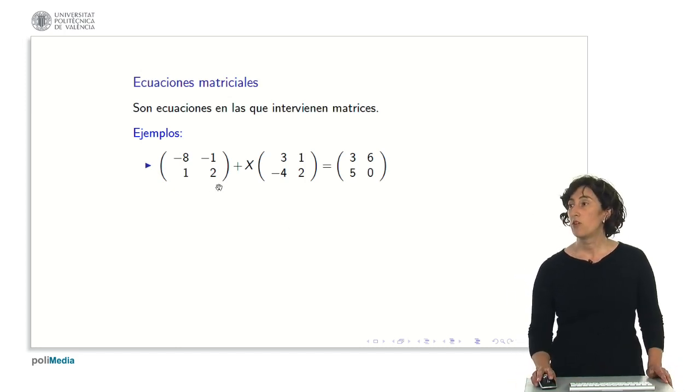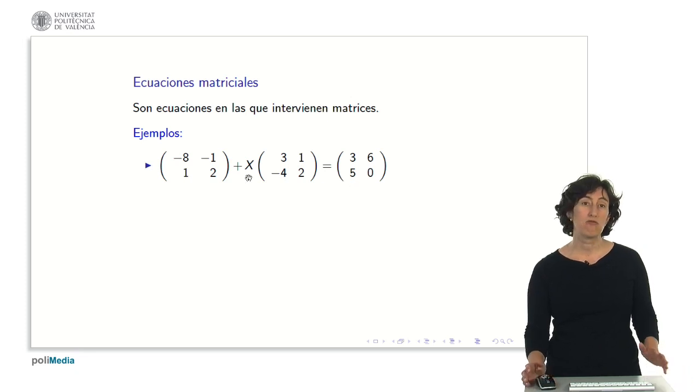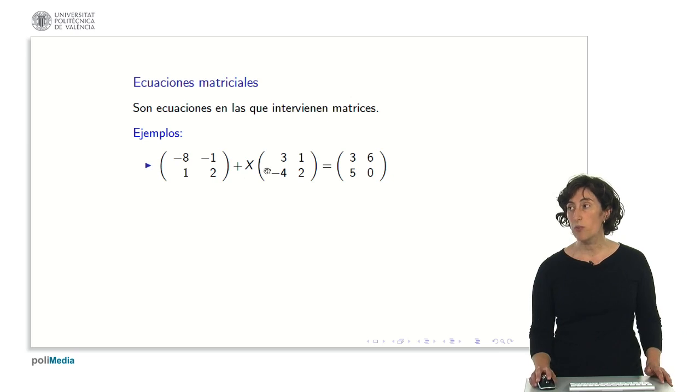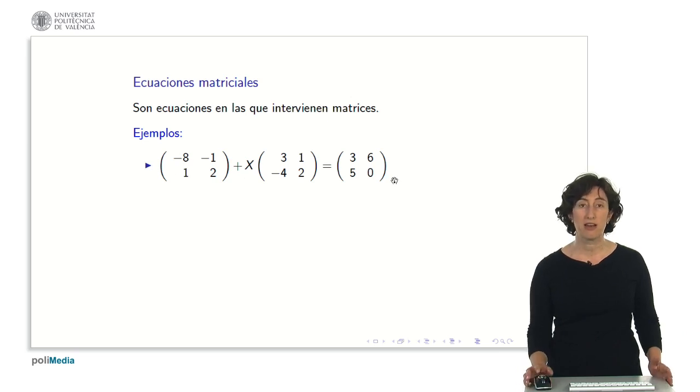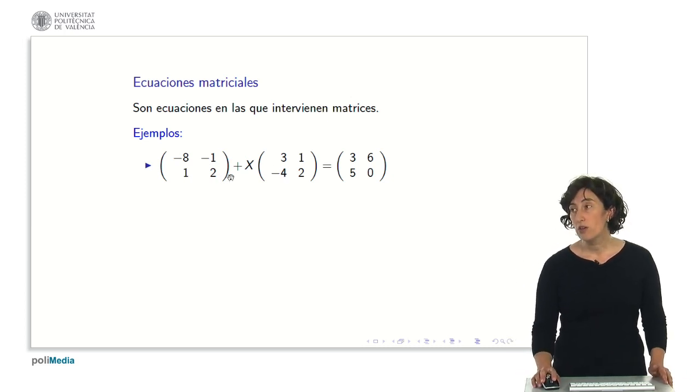For example, this one you have on the screen: I have a 2 times 2 matrix plus x times another 2 times 2 matrix, equal to a 2 times 2 matrix. Obviously, x has to be a matrix of an adequate size so that all these operations can be carried out. For example, x could not be a 3 times 3 matrix, since 3 times 3 times 2 times 2 cannot be multiplied, if we remember the matrix product. Then, the equation itself marks the size of the matrix x.